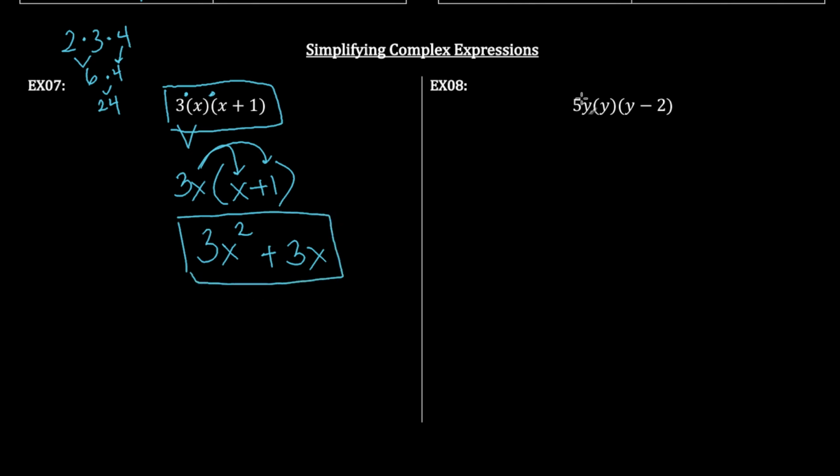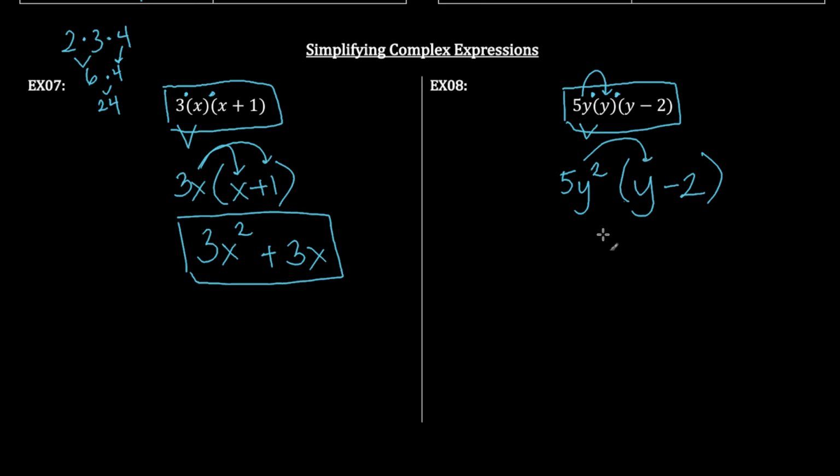So example 8. 5y times y minus 2. So we took 5y, we multiplied it by all this, and then we never added or subtracted. So one group. So 5y times y, positive times a positive is a positive, 5y to the second power. I multiplied here, in case you're wondering. And then I'm not done. I never multiplied by y minus 2.